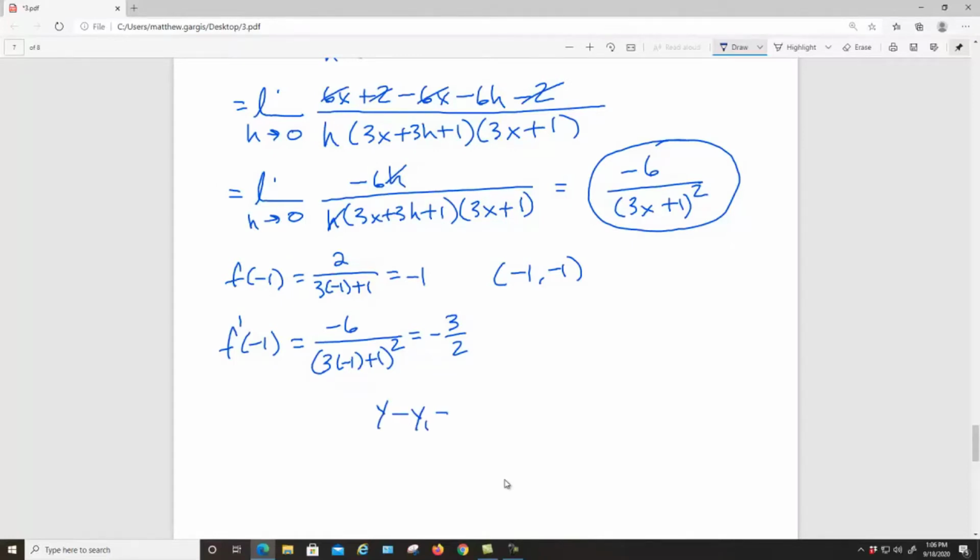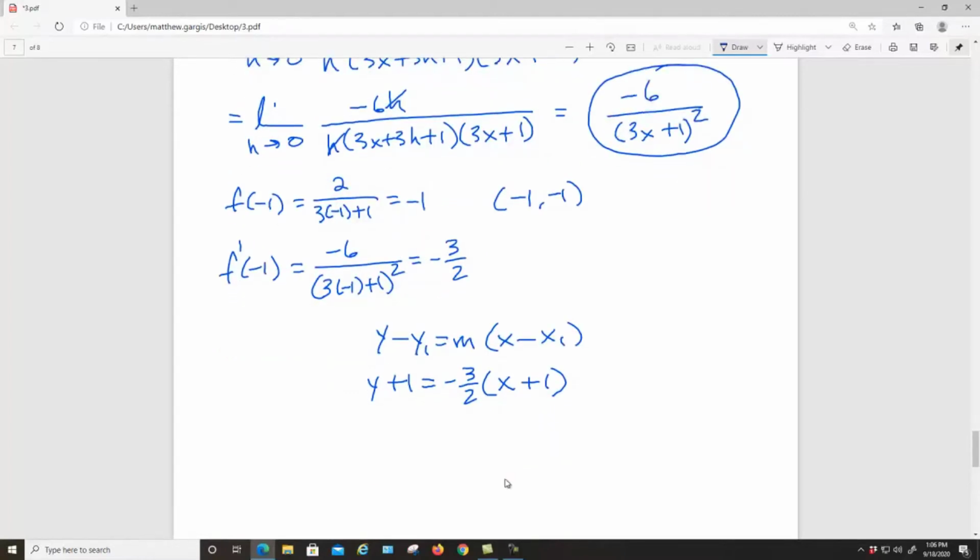So if I start with my point slope form, then I'll say y minus the y coordinate negative 1, so that'll be plus 1, equals the slope negative 3 over 2 times x minus the x coordinate. With a little algebra there, that will reduce to y equals negative 3 over 2 x, and then minus 3 over 2 minus 1, so that'll be minus 5 over 2.